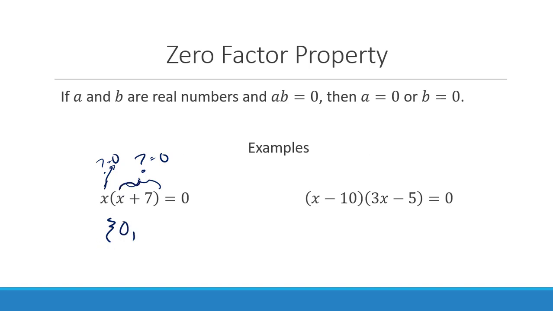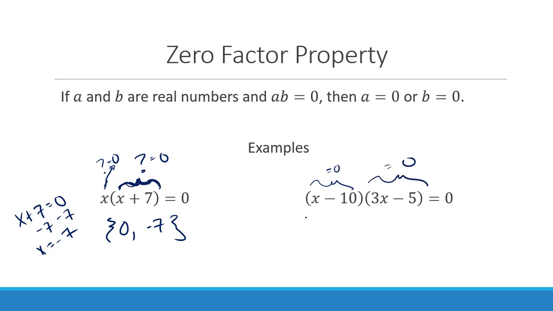Now, what would make this equal to 0? x plus 7 equals 0. Well, if x plus 7 equals 0, what is x equal to? That means x is equal to negative 7. So two numbers would make this equation equal to 0. 0 would and negative 7 would. Now, what makes this whole thing equal to 0? Well, you got two options. Either this guy is equal to 0 or this guy is equal to 0. Well, let's set them equal to 0 then. 3x minus 5 equals 0.